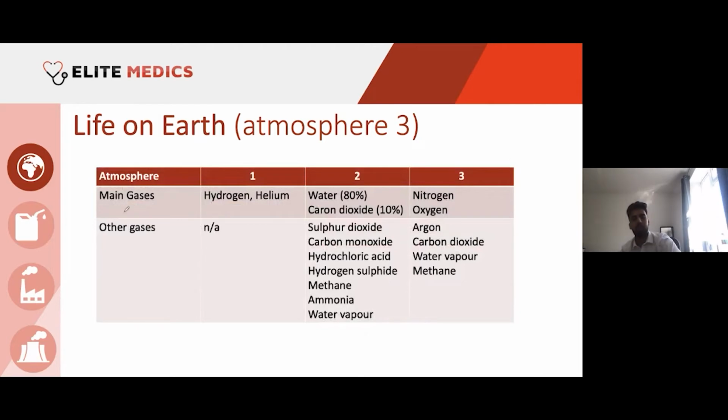So a quick comparison of the different gases in each atmosphere. In atmosphere 1, we have our hydrogen and helium. In atmosphere 2, we have water, carbon dioxide, with the majority being water, and then your other gases. And then in atmosphere 3, which is our atmosphere today, we have majority nitrogen, oxygen, and then our other gases are argon, carbon dioxide, water vapor, and methane. Okay.